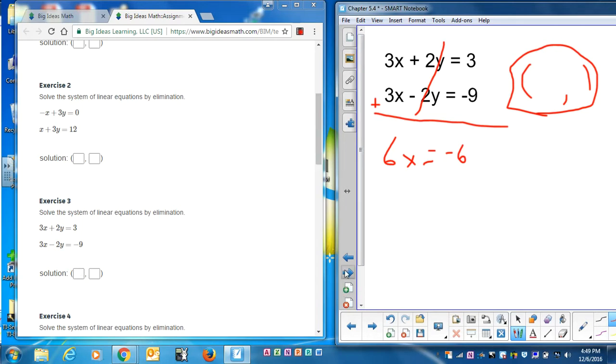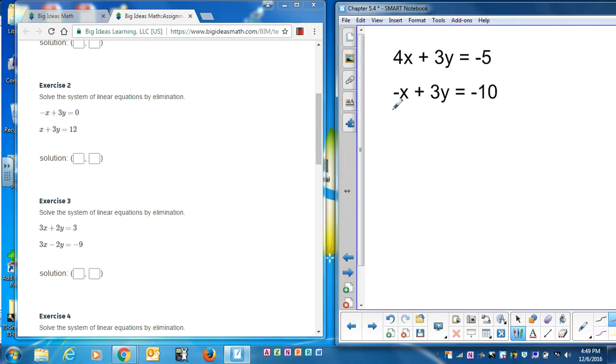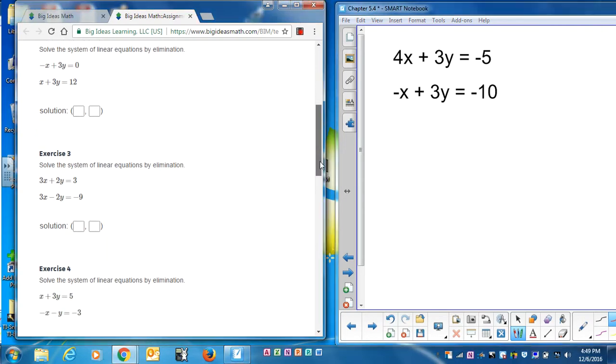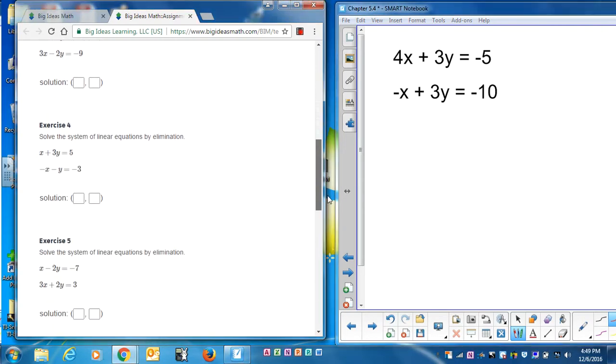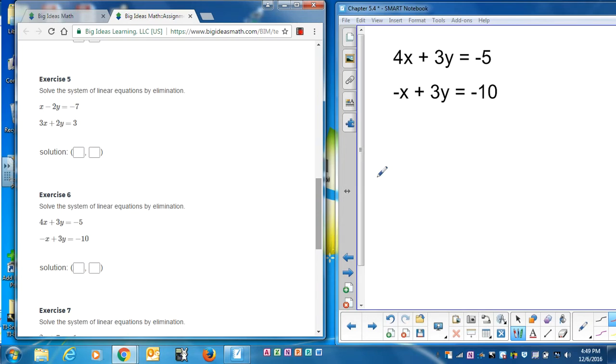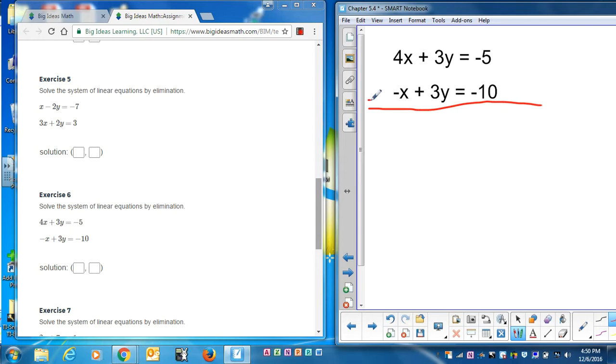Okay. Last problem. This one is a little bit different than any problem that we've ever tried, and this is where you have to decide, am I going to add both of them together, or am I going to subtract both equations? And when you subtract an equation, you have to be very careful with the negatives. So I can already tell you that it's going to take practice, okay?